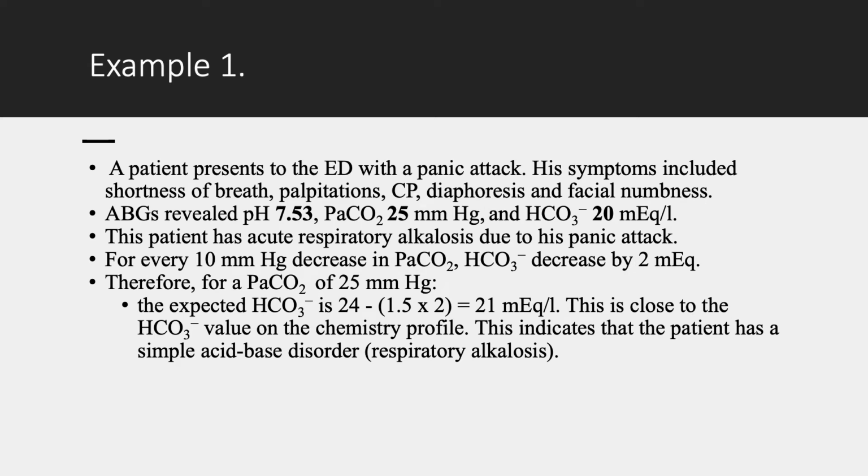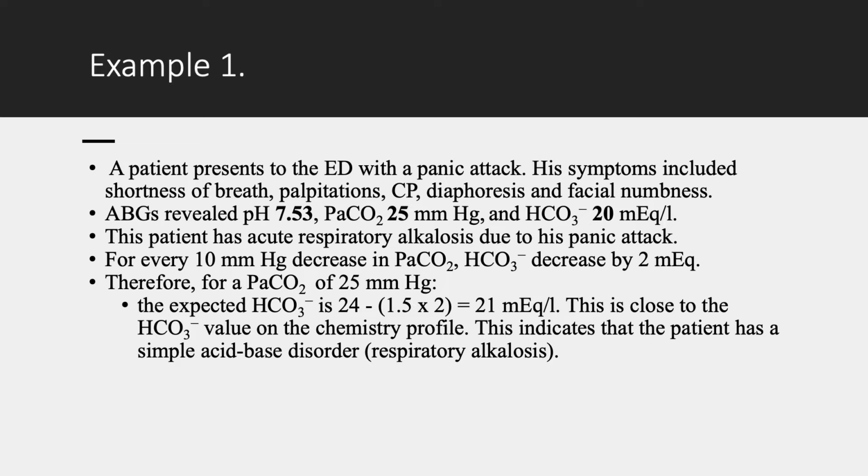Let's take an example. We have a patient presenting with a panic attack. He's having palpitations, shortness of breath, diaphoresis, facial numbness. We do ABGs. Here we have a pH of 7.53, so we call that alkalemia. We look at the PaCO2. It is low. It is 25. So it is respiratory alkalosis. Now we look at the bicarbonate. It's 20. So both are low. That's good.